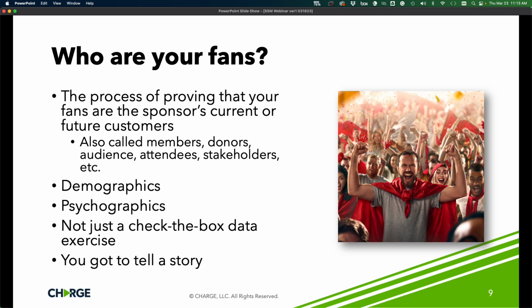All these things really give the sponsor a sense of whether or not they will be able to solve their problem, because their customers are part of your audience.